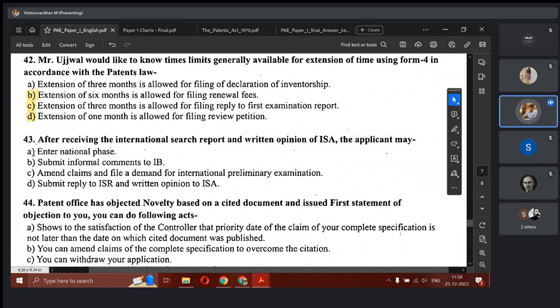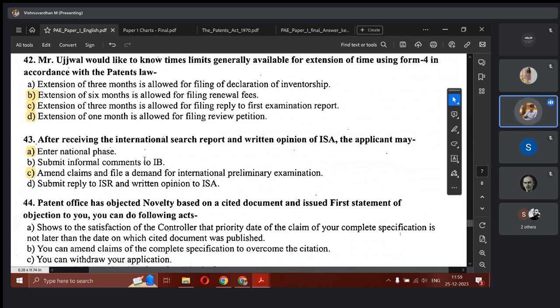This is completely true. I can tell you for a fact, this is true. Submit informal comments to the IB. Very ambiguous and sketchy. Then amend claims and file a demand for IPEA. This is true. He can file for international preliminary examination. And lastly, submit reply to ISR and written opinion to the ISA. See, both of these are true.